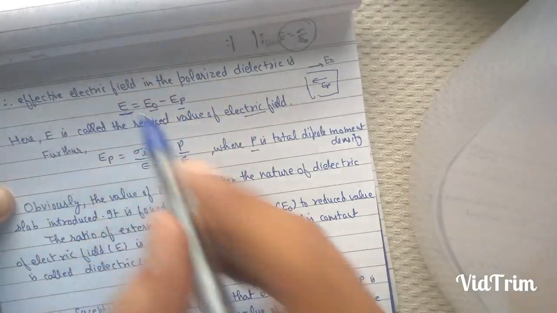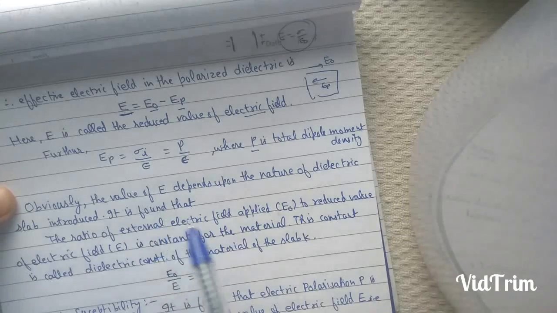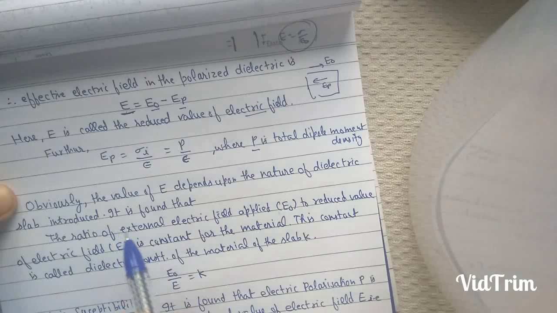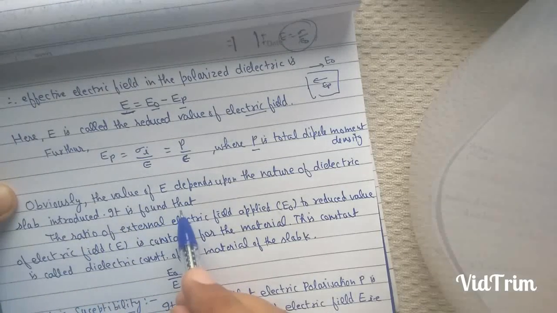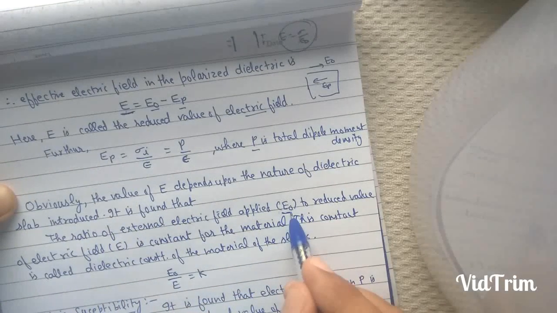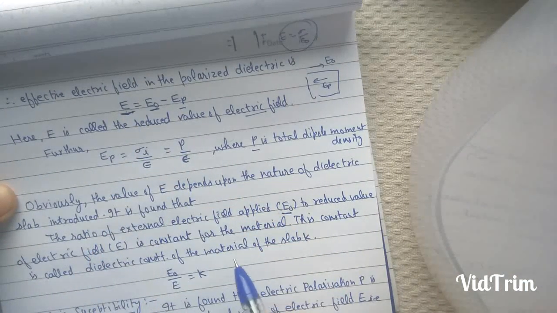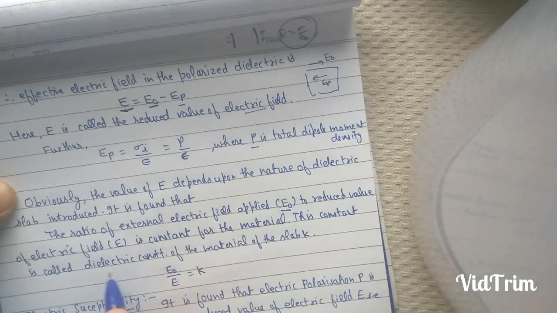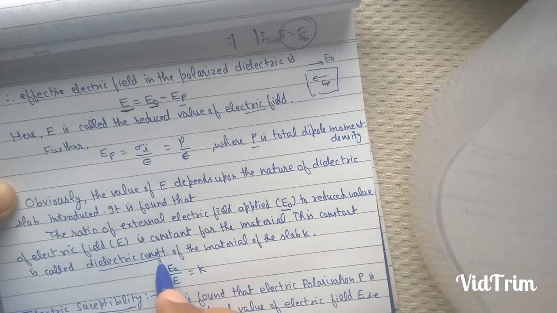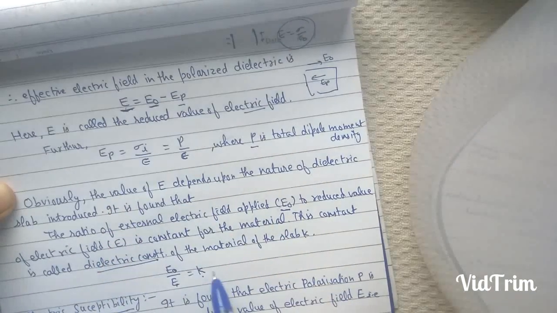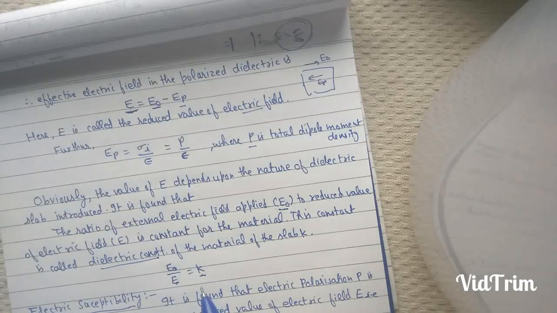Obviously, the reduced value of electric field depends upon the nature of the dielectric slab introduced between the two plates. It is found that the ratio of the external electric field E naught to the reduced value of electric field is a constant for a material. This constant is called the dielectric constant of the material of the slab. E naught upon E is equal to K. E naught is the external electric field, E is the reduced value of electric field, and K is the dielectric constant of the slab placed in the electric field.